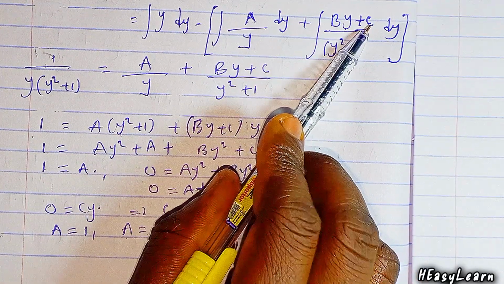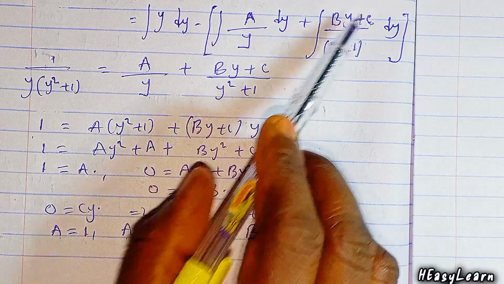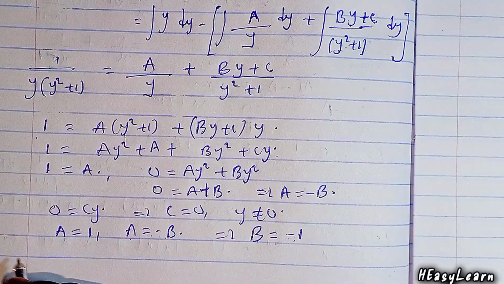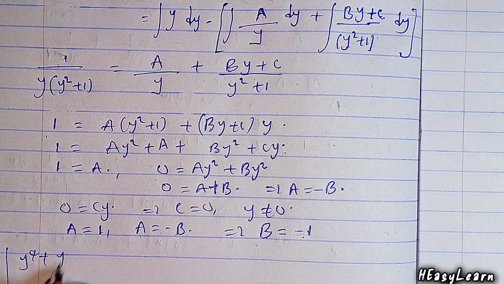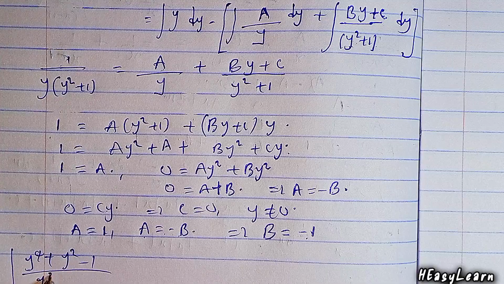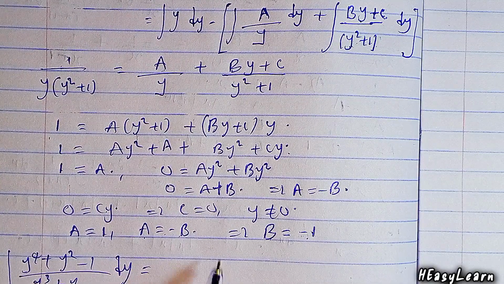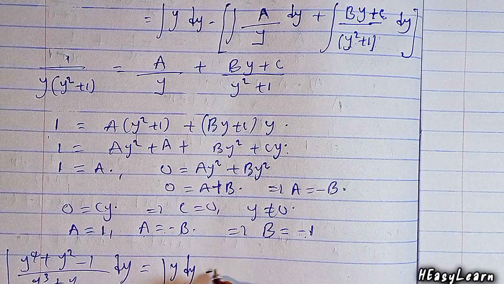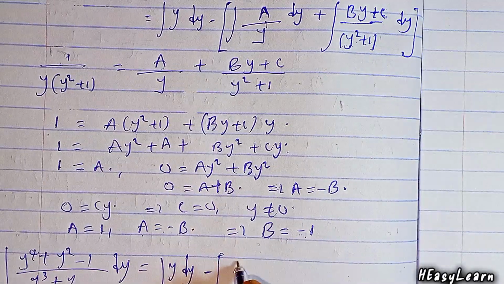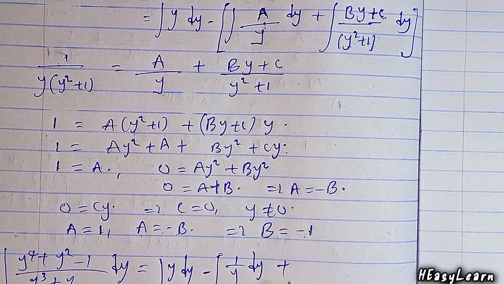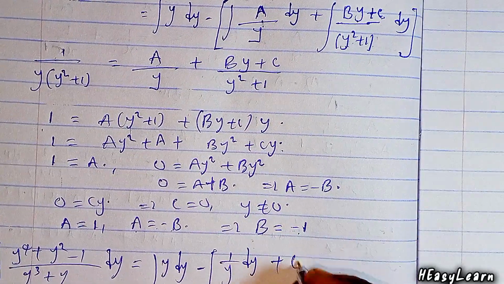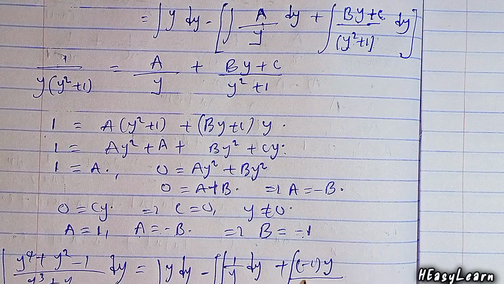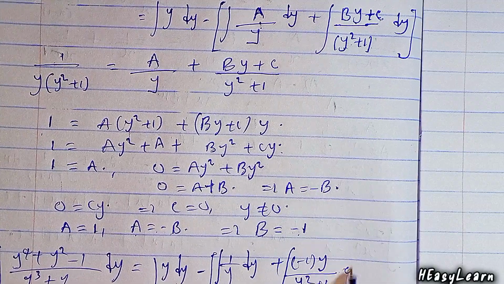But this case here is 0. This is going to vanish. And we're going to have minus y over y squared plus 1. So this integral of y to the power of 4 plus y squared minus 1 divided by y to the power of 3 plus y dy is equal to the integral of y dy minus a, which is 1 over y dy, plus b, which is minus 1, multiplied by y. C is 0 divided by the integral of y squared plus 1 dy.